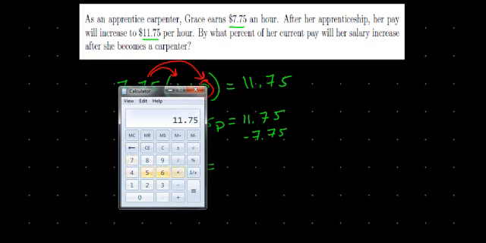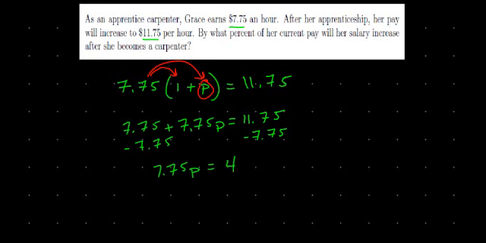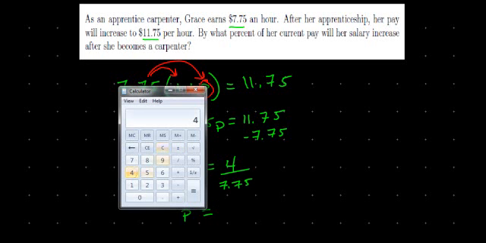11.75 minus 7.75 is 4. Now to get the P by itself, I need to get rid of that coefficient there, 7.75. Anytime I have a coefficient, to get rid of it, I simply divide it out. I can do anything I want to a math equation as long as I do it to both sides. And we get that P equals 4 divided by 7.75, and we get 0.516.